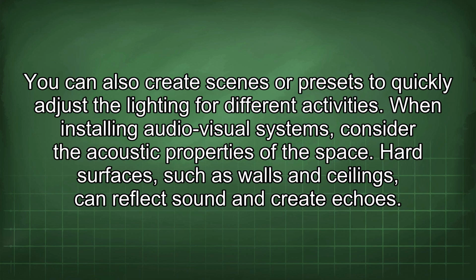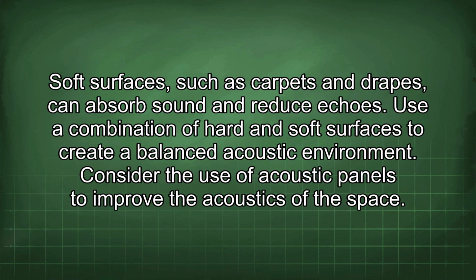When installing audiovisual systems, consider the acoustic properties of the space. Hard surfaces, such as walls and ceilings, can reflect sound and create echoes. Soft surfaces, such as carpets and drapes, can absorb sound and reduce echoes. Use a combination of hard and soft surfaces to create a balanced acoustic environment.